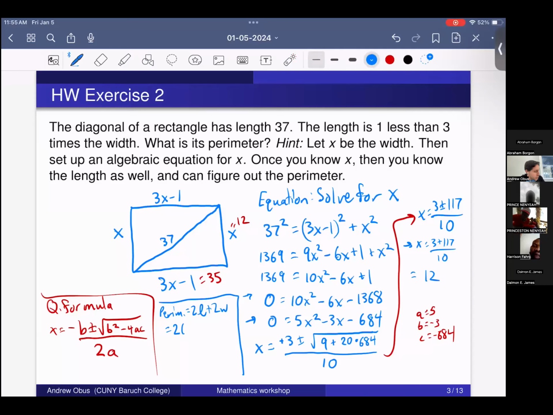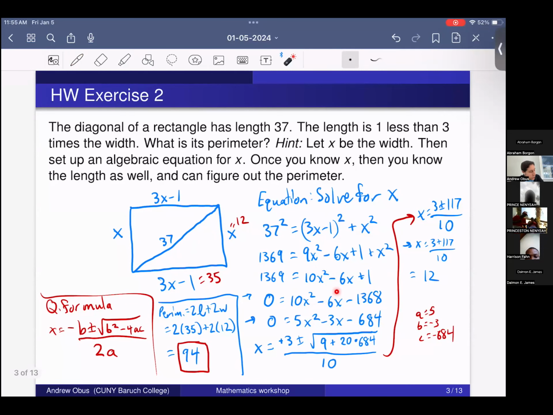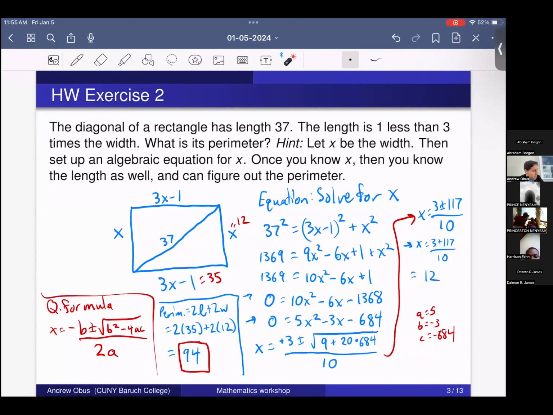Okay. So let's just finish the problem. In this case, the length turned out to be 35, and the width was 12. So it's 2 times 35 plus 2 times 12. And so this comes out to be 94, which is exactly right. So you have to set up the Pythagorean theorem, which gives you a complicated quadratic equation, which you then solve. And once you've solved that, then you know what the lengths of all the sides are. And once you know what the lengths of all the sides are, then you can figure out the perimeter. So it's a multi-step problem.